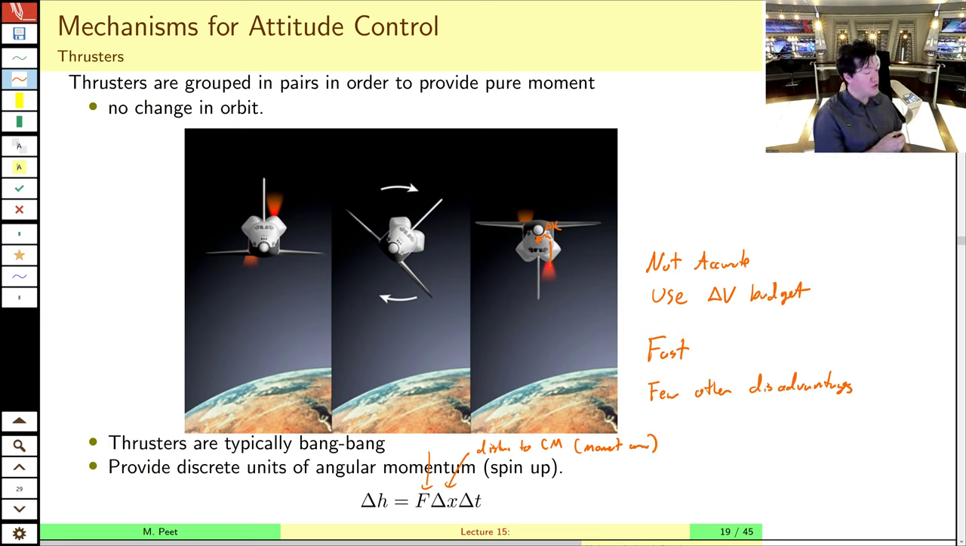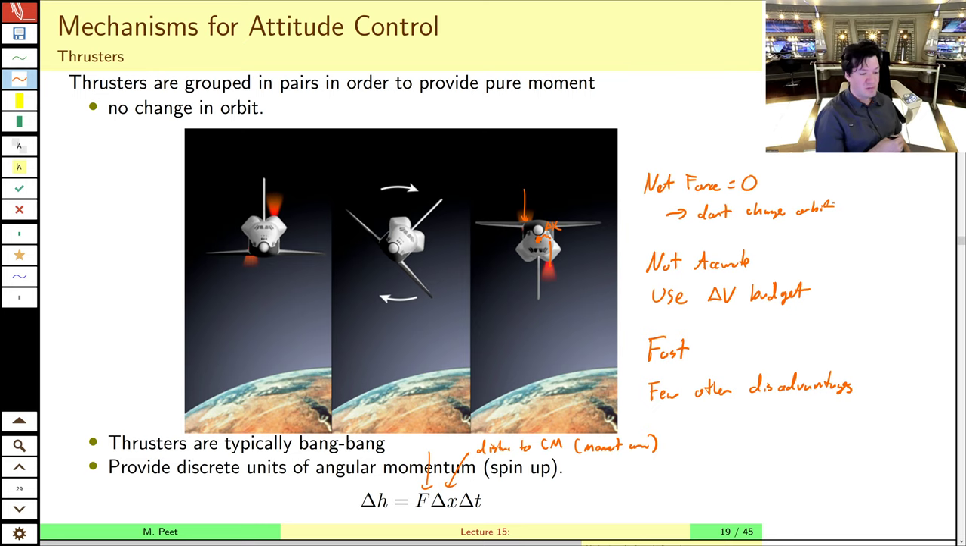Now, these are usually combined in pairs so that the net thrust produced by these pairs of thrusters is zero. And so that's so you don't change your orbit. All you want is to change your orientation. Again, they're typically bang-bang. You turn them on and you turn them off.